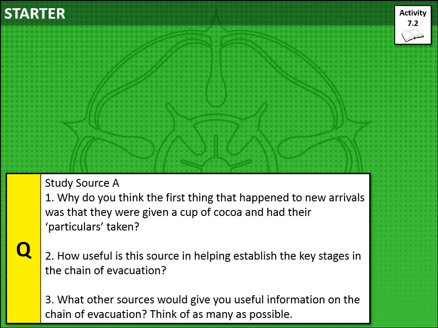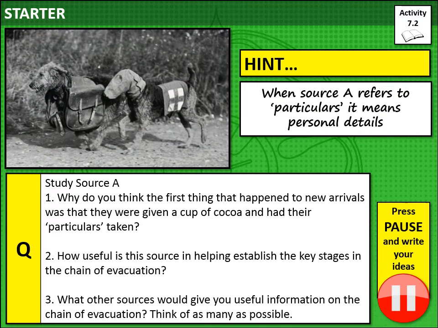Your first job, Year 9, is to study Source A. This is not Source A, I just thought I'd include it. As you study Source A, though, on your work booklet, I'd like you to think about three things. Number one, why do you think the first thing that happened to new arrivals was that they were given a cup of cocoa and had their particulars taken? And as a hint, when Source A refers to particulars, it means personal details.